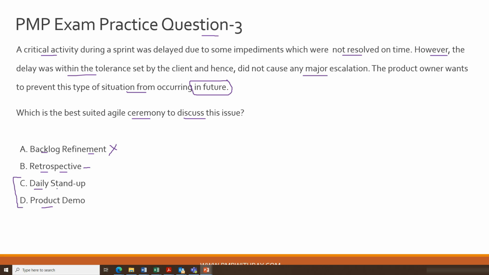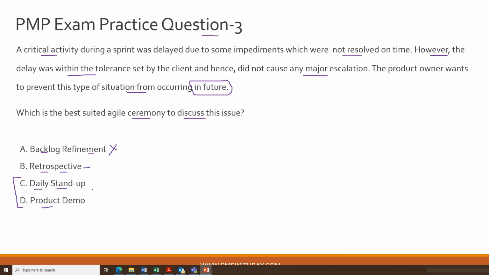Next is daily stand-ups. Now, daily stand-up is a ceremony that happens every day in an agile project where you assemble in a huddle room and discuss the plan of the last 24 hours, see what went well, what went wrong, and discuss the plan for the next 24 hours. So if you see, the planning horizon of a daily stand-up is 24 hours ahead of time or maximum, let's say 48 hours ahead of time.